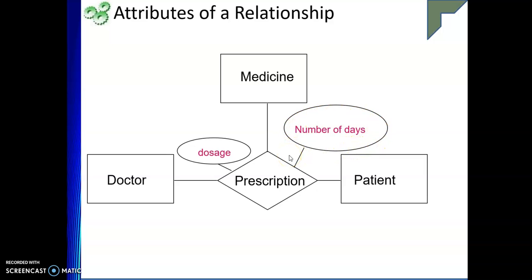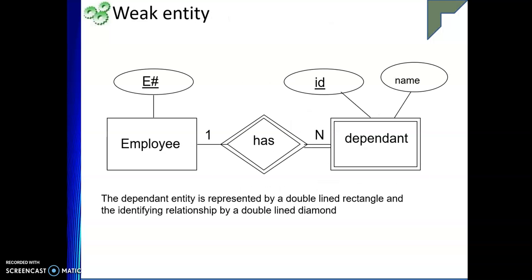So these are nothing but the attributes which will be associated with the relationship. Somebody may ask you, when you talk about any relationship, there may be certain attributes associated with the relation, so give an example. This is one example: doctor, medicine, and patient.